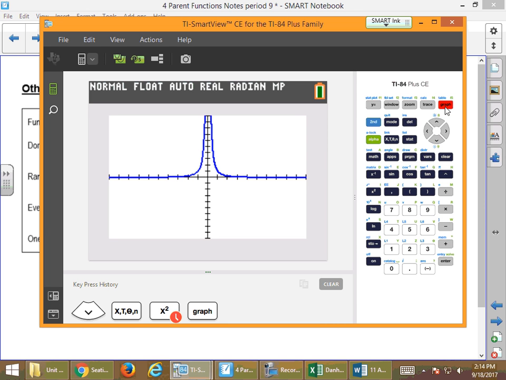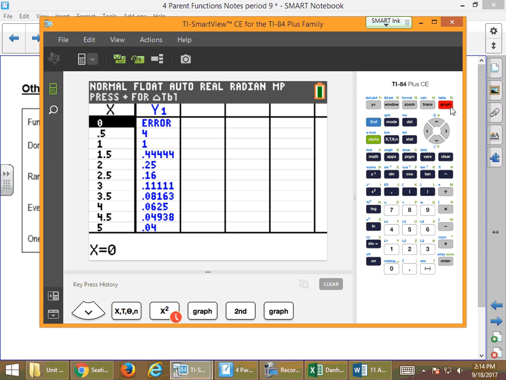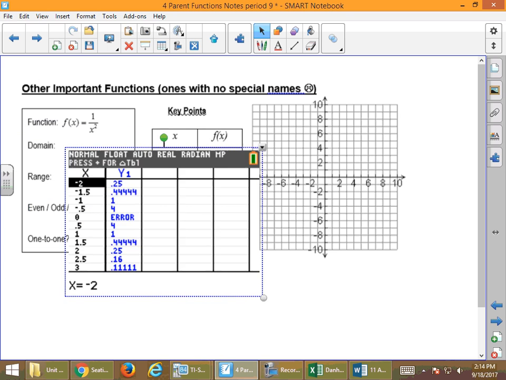Our graph, even though it looks like on the screen that it touches the x-axis, the graph doesn't touch the x-axis. We can look at a couple points, and if you can't tell there, the fact that we have some errors is an indication. But as I look at this one, what I see is some values here that I can use for my table to help us graph.